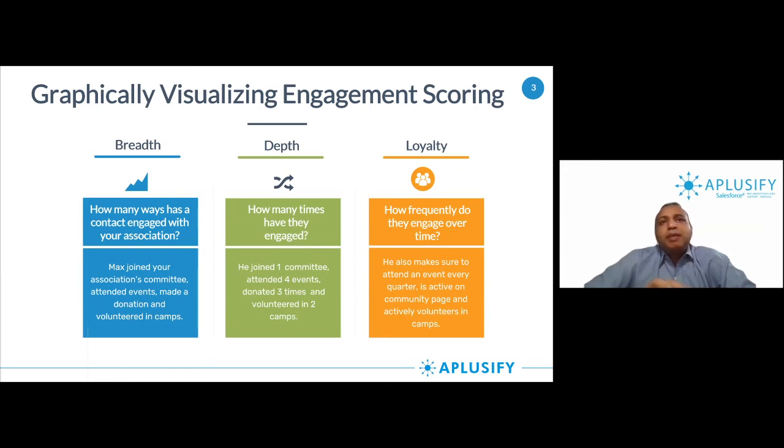So these are the 3 parameters: breadth, depth, and loyalty, with which we determine the engagement scoring a member has. We will go into more detail in the next few slides on how we can actually do engagement scoring.